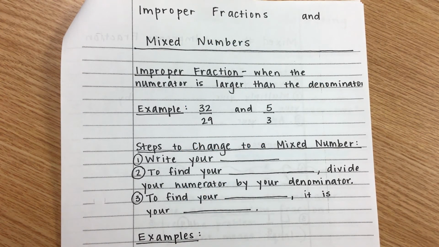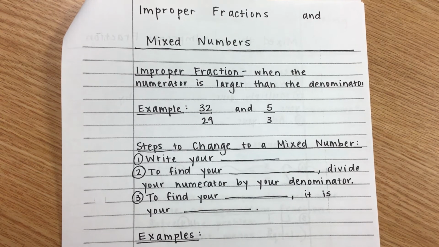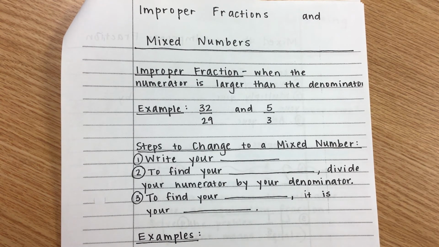Now we're going to be working on improper fractions and mixed numbers and switching between the two. This is one of my favorite things to do. So an improper fraction is when the numerator is larger than the denominator. So a couple examples we have are 32 over 29 and 5 over 3. So the steps to change to a mixed number.